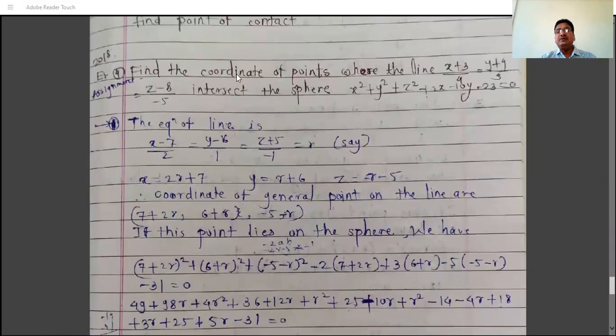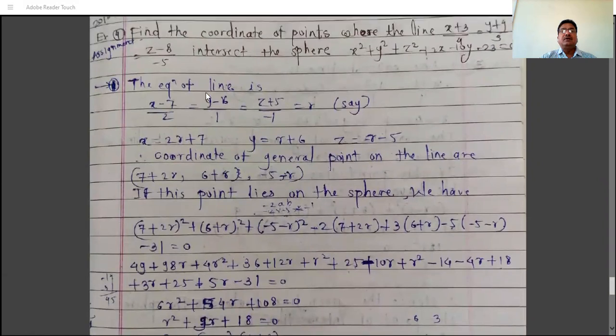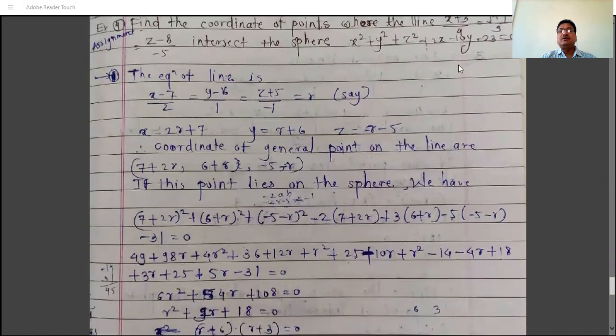So another form of this question is what? Find the length of the intercept made by this line with this sphere. That is, we have to find the points of contact of the line and sphere. We have 2 points of intersection of line and sphere. And then by the distance formula, we can find the length of the intercept made by the line with the sphere. So now the procedure, the answer of this problem.